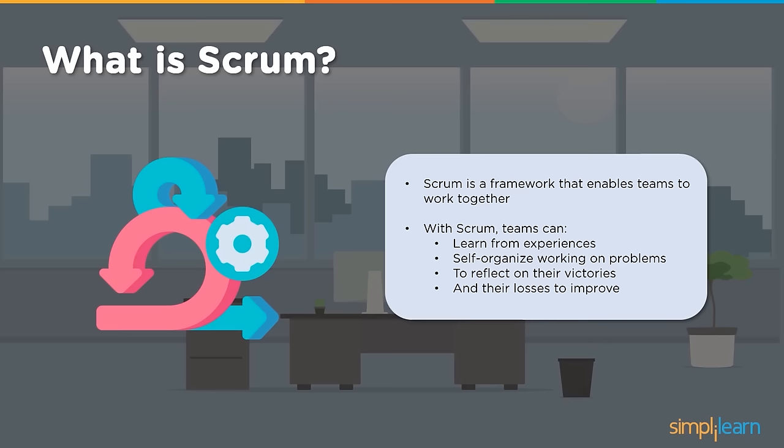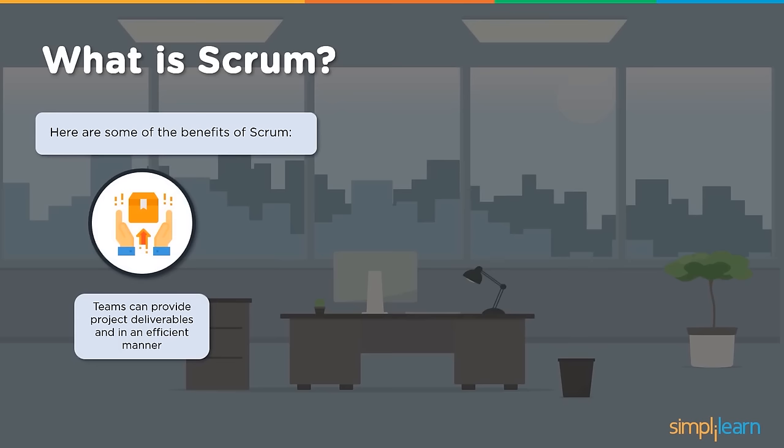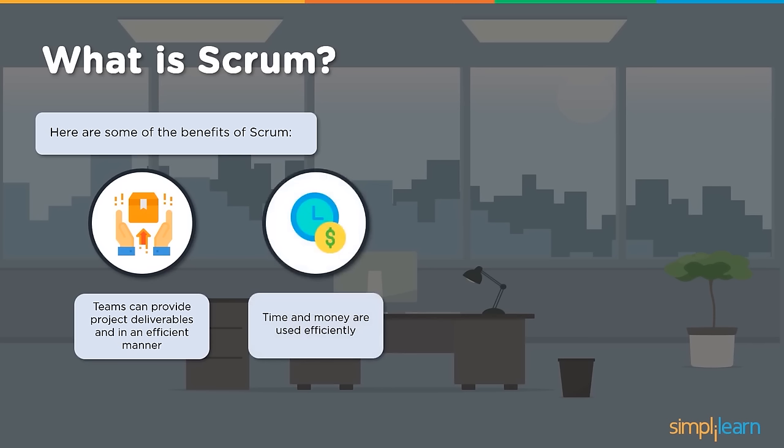Some of the benefits of using Scrum would look like this: the team can provide project deliverables in an efficient manner. In time, we are completing all the features and functionality. The entire model, the methodology, is what helps in accomplishing those. Further, time and money are used efficiently. Time is very important. Giving results in the mentioned schedule is very important. Ensuring results come up effectively and efficiently, with good performance of the products, is important.